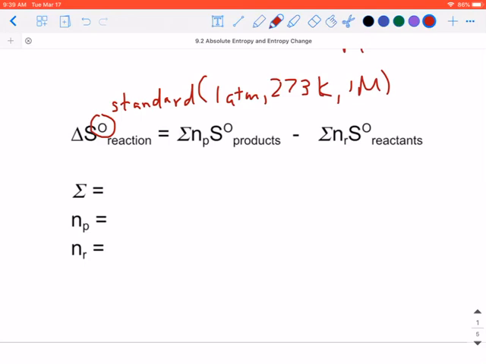So we have this symbol here in the equation. That's sigma, so that means the sum. In math, sum means addition. So then we have nP and nR. If you think about it, what does n always represent in any equation that we've been using so far? Hopefully, moles came to mind. So nP is moles of product, and nR is moles of reactant.